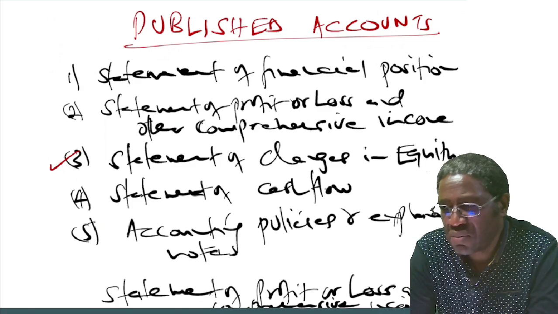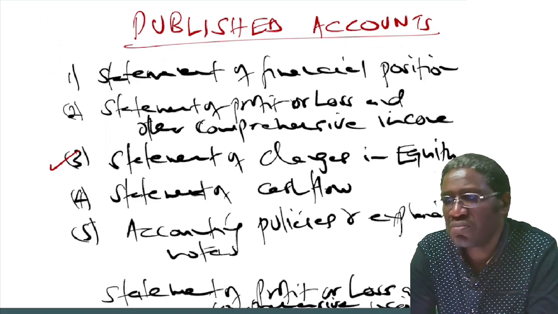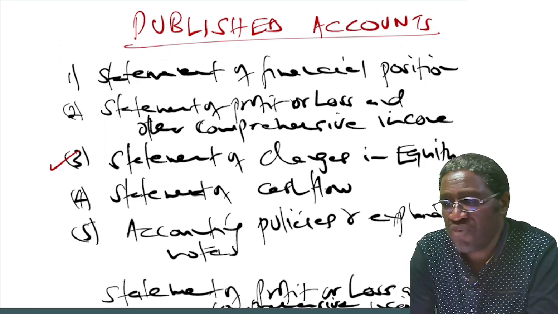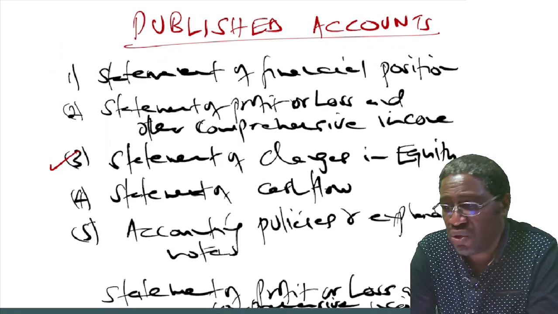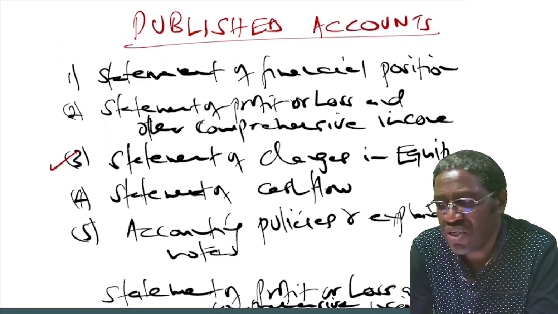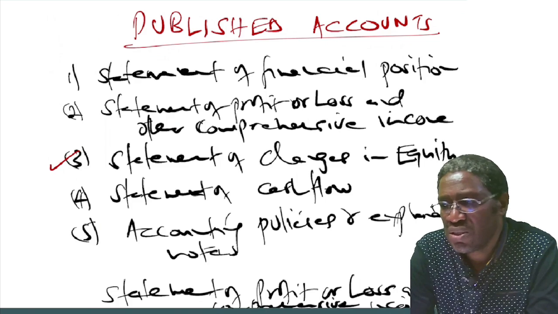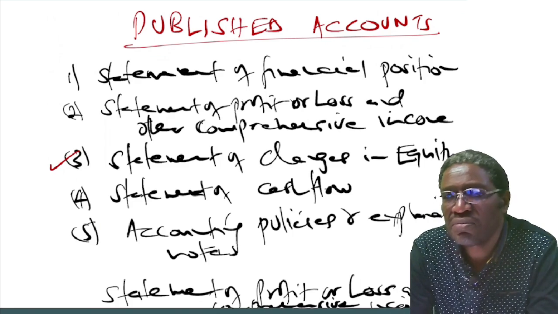Number one, statement of financial position. Number two, statement of profit or loss and other comprehensive income.